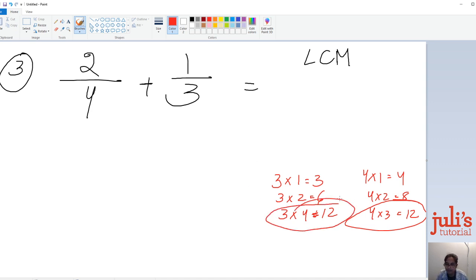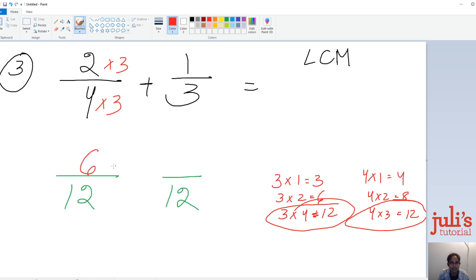I skipped 3 times 3 here. It's 12, right? 12. So we have 12 here, 12 here, all right? And we're going to multiply it by 3 because 4 times 3 is 12. On the bottom, multiply by 3. Whatever I do to the bottom, I do on the top.